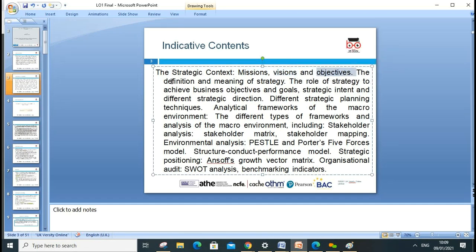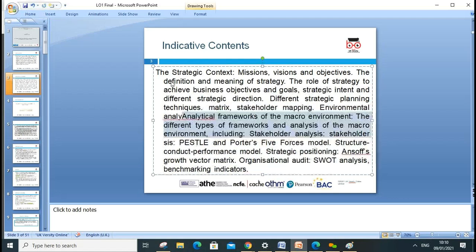Objective is the end result, what we want to achieve by the end of the lesson, the end of this course, the end of this unit. The definition and meaning of strategy, which is an action plan; the role of strategy, strategic intent, strategic direction, different strategic planning, analytical frameworks, the micro environment, PESTEL, we will go through these. Stakeholders: anybody who has any interest in the business is called a stakeholder.